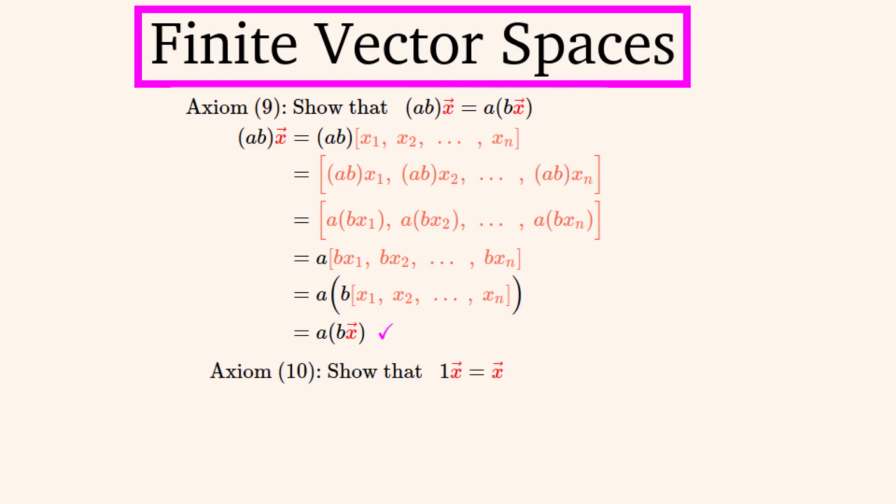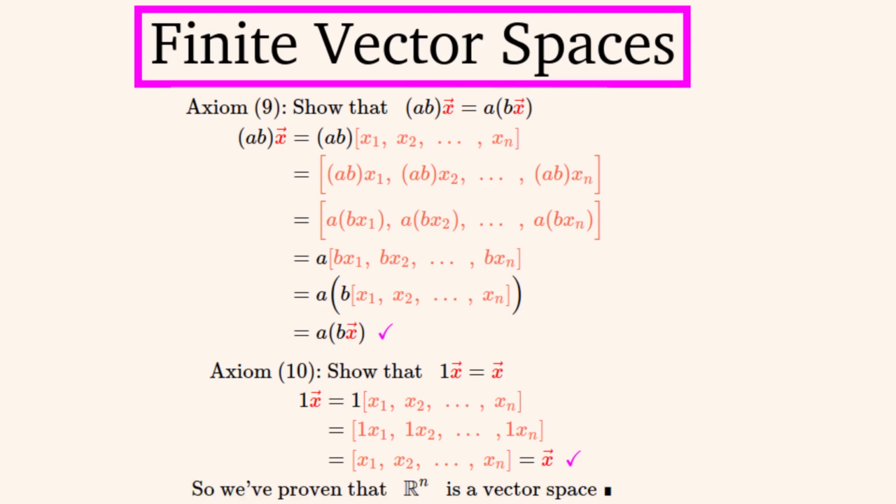And now for the final axiom, that multiplying a vector by 1 leaves the vector unchanged. We'll substitute the row vector for x into the left-hand side of this axiom equation. Then we'll multiply every entry of x by 1. This leaves every entry of x unchanged, which gives us x unchanged back again, which proves this axiom. So we've proven all of these axioms, so we can now say that Rn is a vector space.